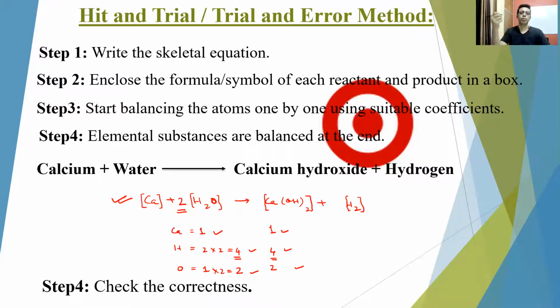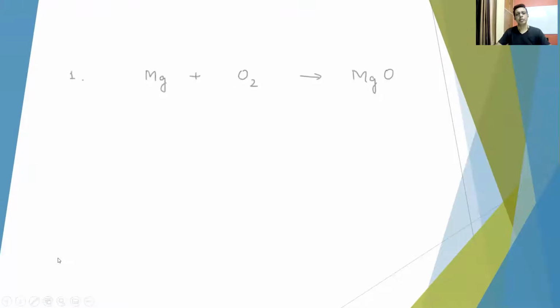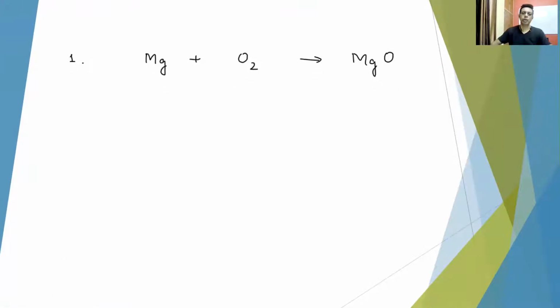You don't ask anybody. You don't ask your teacher. You don't ask your friend whether the reaction that you have done is balanced or not. You can check it by yourself whether the reaction that you have balanced is correct or not. So now we'll try to balance all the reactions which are given in chapter 1 of your chemistry.